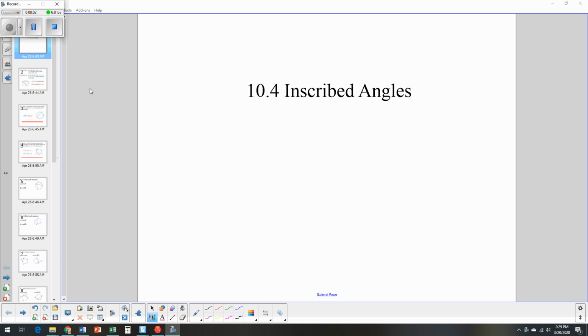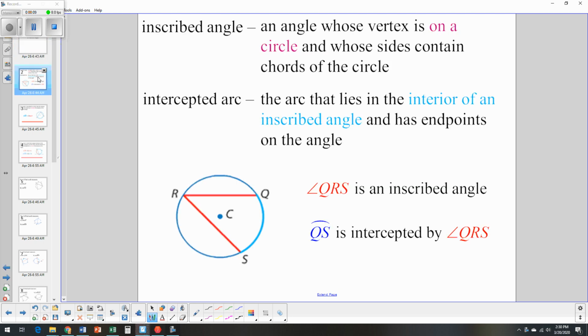Our next lesson is 10.4 Inscribed Angles. We are going to jump around here a bit. So we're going to start by talking about what an inscribed angle is. An inscribed angle is an angle whose vertex is on the circle, and the sides contain chords. They could also be secants, but as long as they start and end on the circle, they're considered chords.